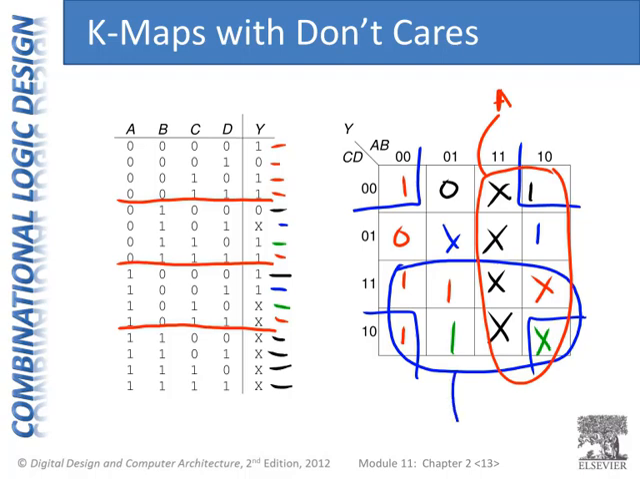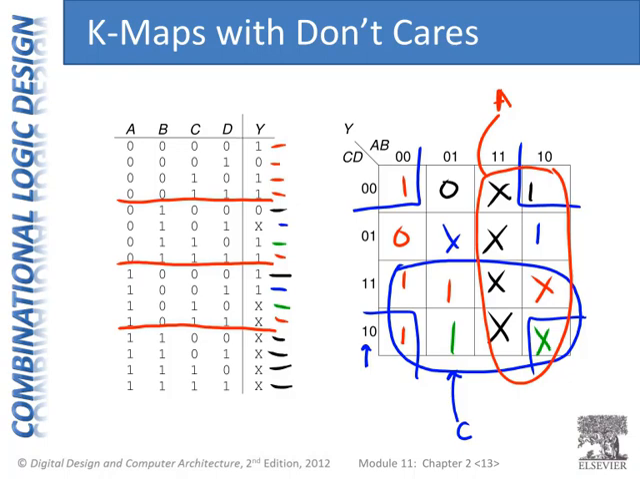This circle on the bottom includes the true form of C only. So C is in our prime implicant. Includes the true and complement form of D. So D is not in our prime implicant. And it covers all possible combinations of A and B. So A and B are also not in our prime implicant. The prime implicant for this bottom circle in blue is C.